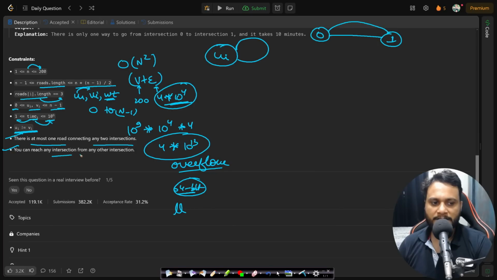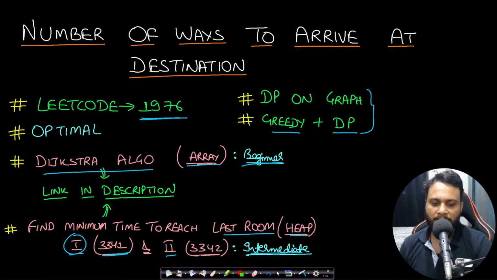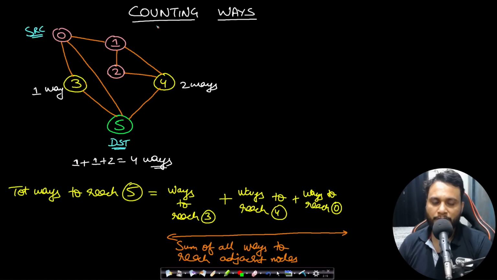Then you can reach any intersection from any other intersection. That means you have the graph as one component. There are no more than one component. Okay, so these points are extremely important to actually solve the problem. You have a single component graph. Now let's look at how to count your ways.